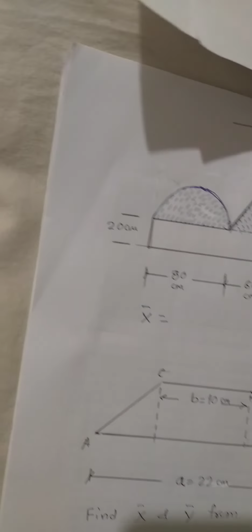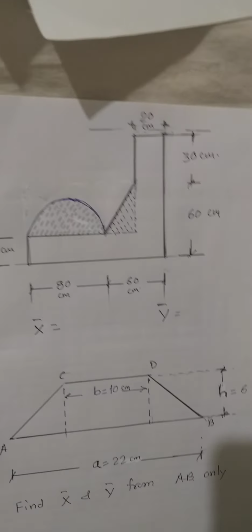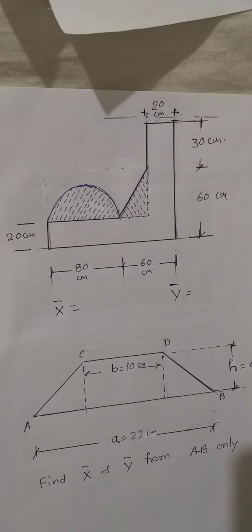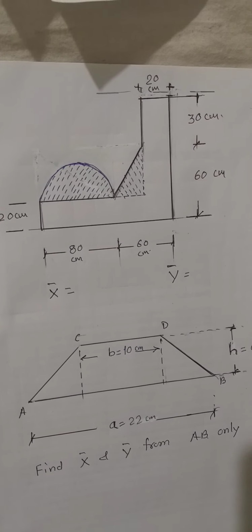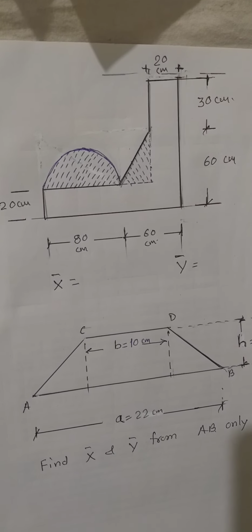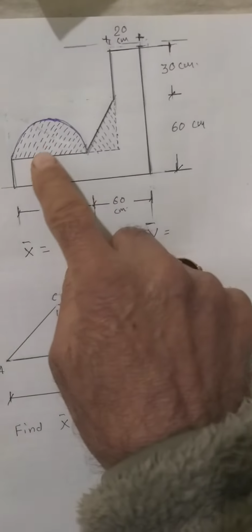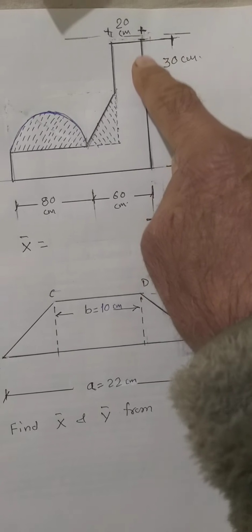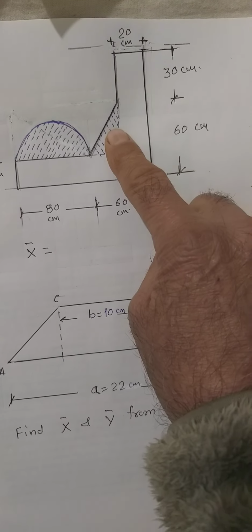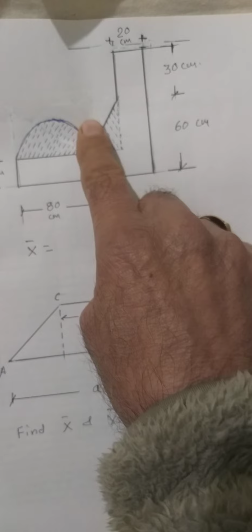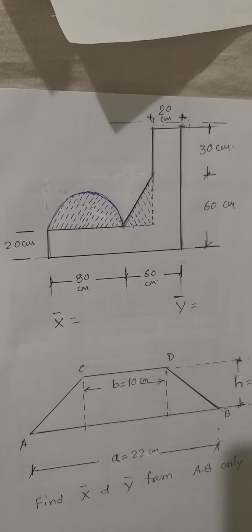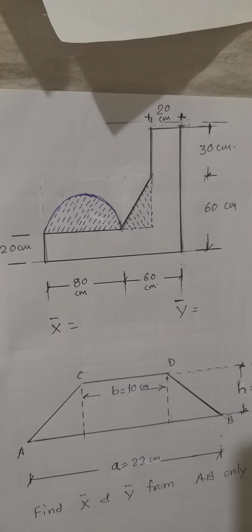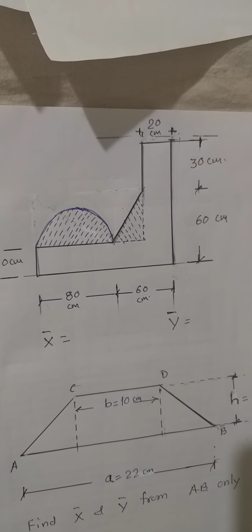Now, this is an assignment for you. You are supposed to find out the x bar and y bar. Here there is one figure like this, another figure like this, the third is the triangle and the fourth is the semicircle. Four individual figures are joined together to form a composite section.